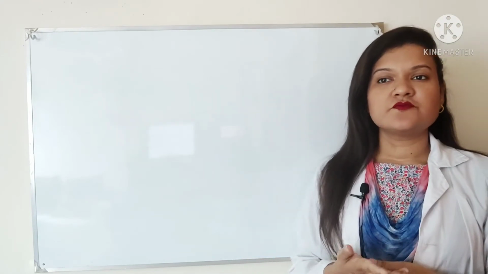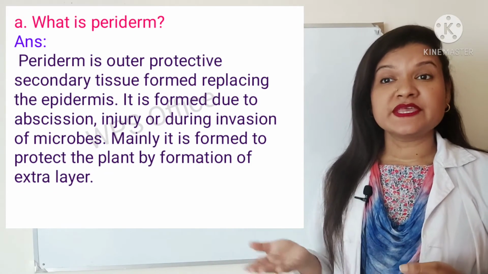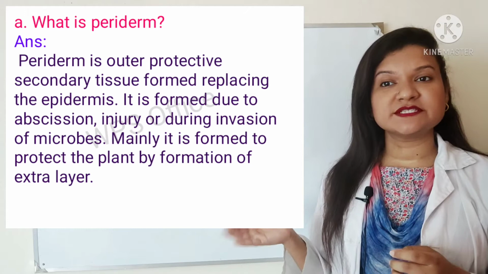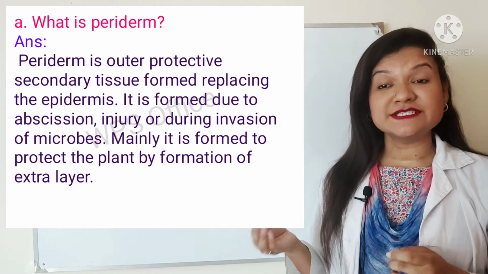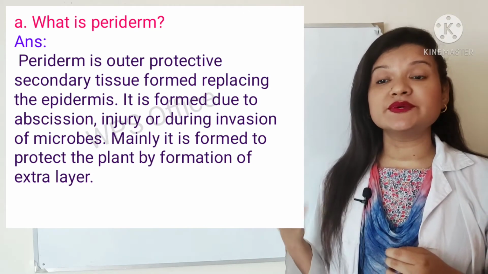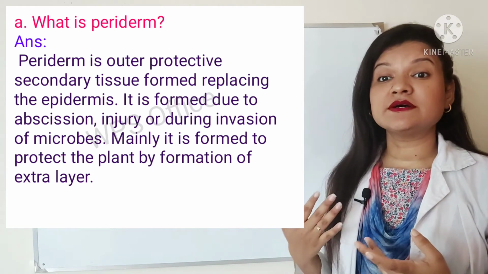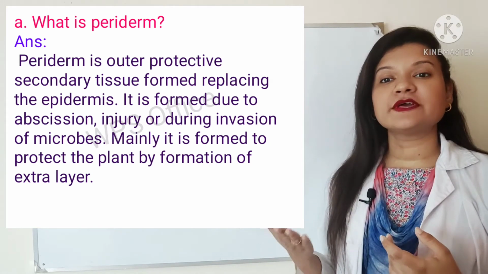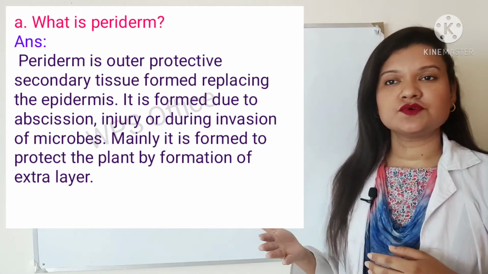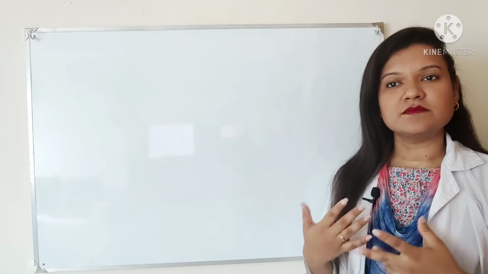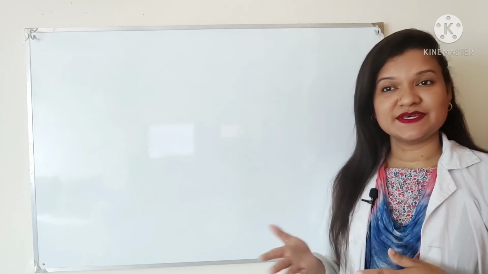So our first question is, what is periderm? Periderm is outer protective secondary tissue formed replacing the epidermis. It is formed due to abscission, injury, or during invasion of microbes. Mainly, it is formed to protect the plant by formation of an extra layer. This is our knowledge based question. So, you just write the definition of periderm, and then you will get 1 marks in your exam.